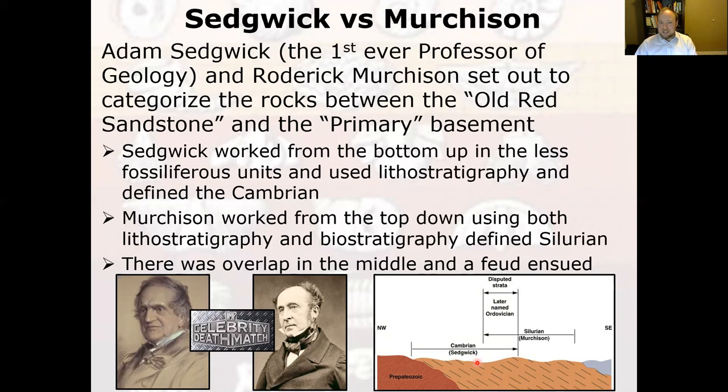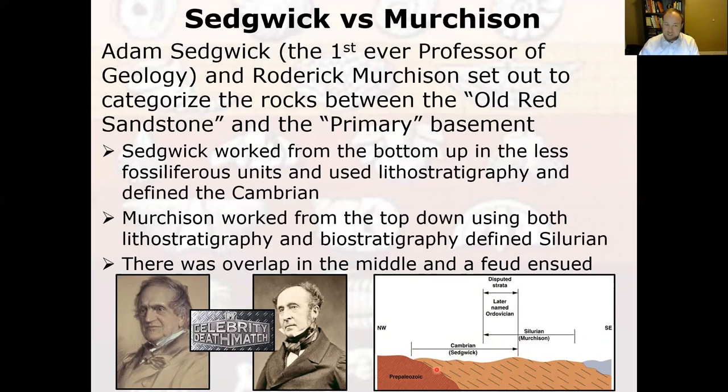And together they set out to categorize the rocks between what they referred to as the Old Red Sandstone, a widely recognized unit in England, and the primary, the crystalline basement rocks. So they called this the transitional zone, the gap in between the basement and the Old Red Sandstone, all the rocks in between. So they kind of divvied it up, and Sedgwick started working from the crystalline basement on up, and Murchison started working from the Old Red Sandstone down.